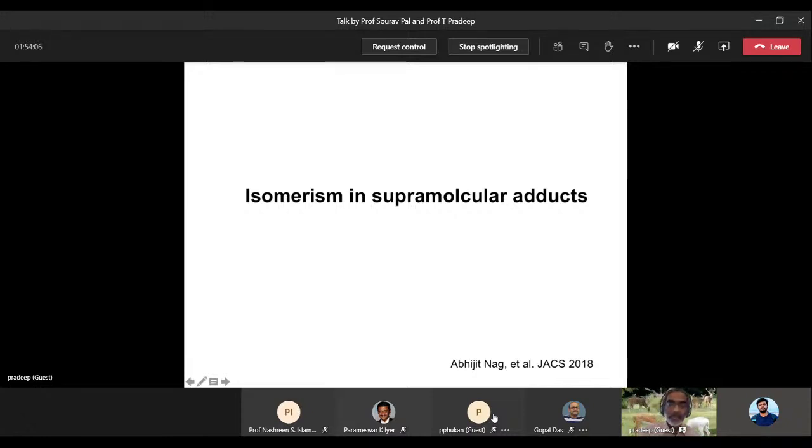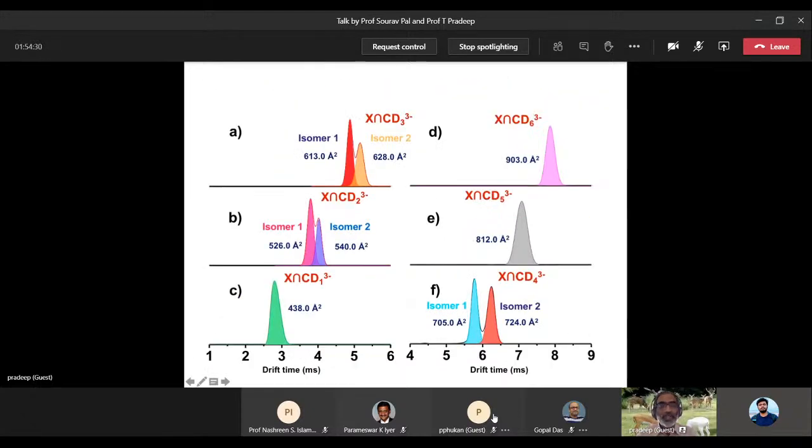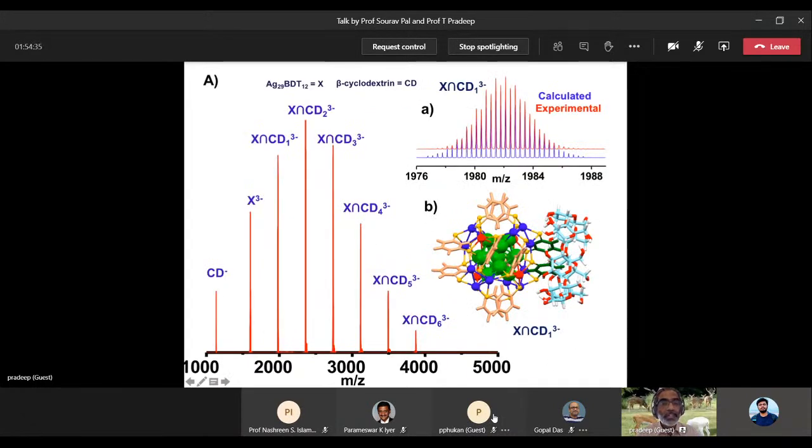So here is an example wherein we took cyclodextrin, and some of the ligands complex the cyclodextrin. When you do that, you can create a large number of adducts, and some of these adducts can show isomers. And unfortunately, this computer is taking some time. So you have these kinds of clusters, and let us say this is a cyclodextrin adduct of X, which is this particular cluster.